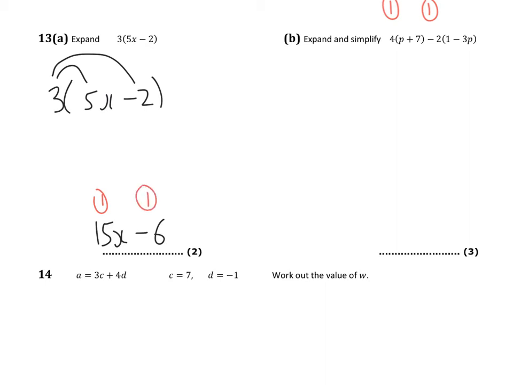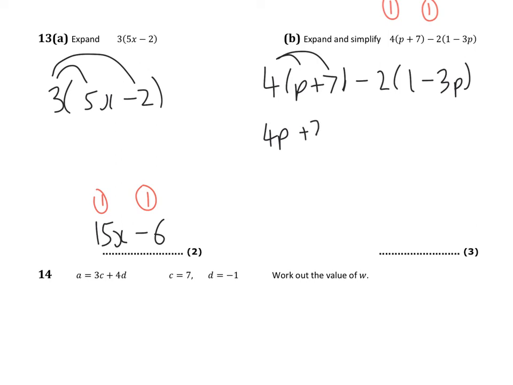Okay, part B, expand and simplify 4 brackets p plus 7, let me write this out, 4 brackets p plus 7, take away 2 brackets 1 minus 3p. So 4 times p is 4p, 4 times 7 is 28. 1 mark if they've got those 2. Then they've got minus 2 times 1, which is minus 2, and minus 2 times minus 3p is positive 6p. 1 mark for those two terms.